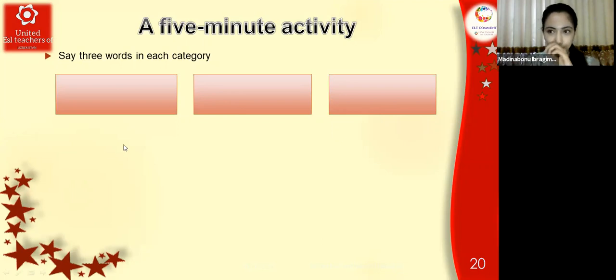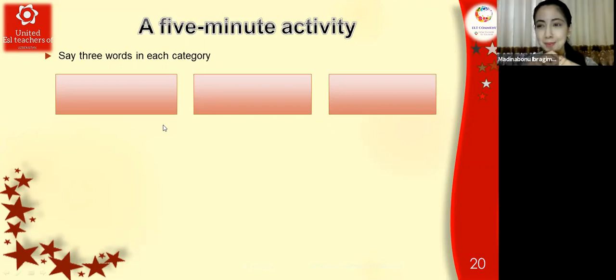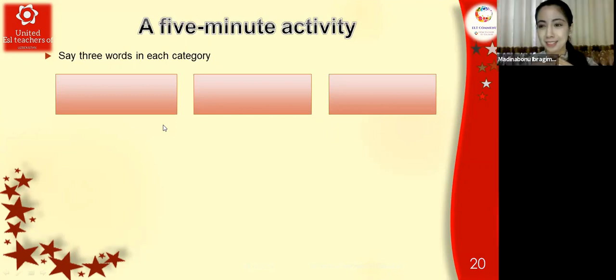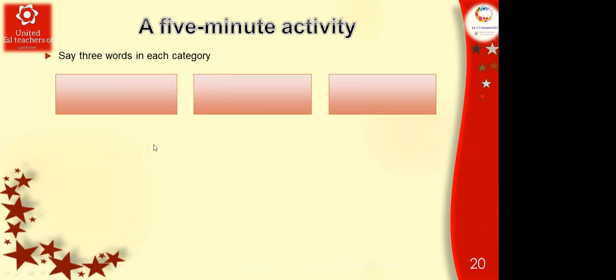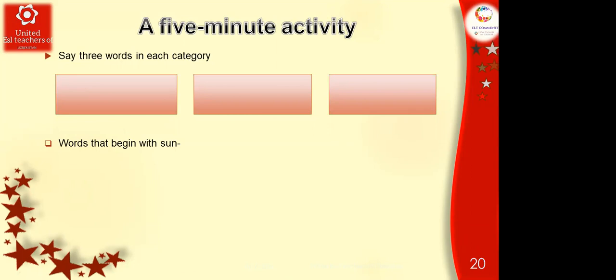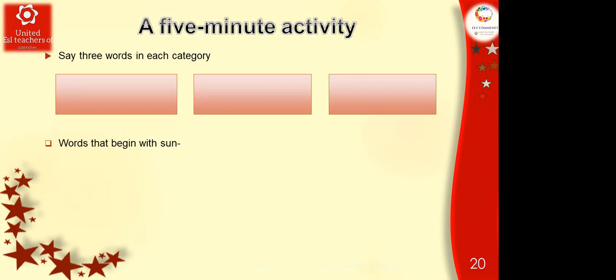Who wants to start first? Any word? According to the category, right? No, I will show you what you should say. Okay. Miss Barno, would you like to start? Okay, I'm ready. You should tell me just words that begin with sun. Sunshine, sunburn, and sunlight. Okay, thank you, Miss Barno.